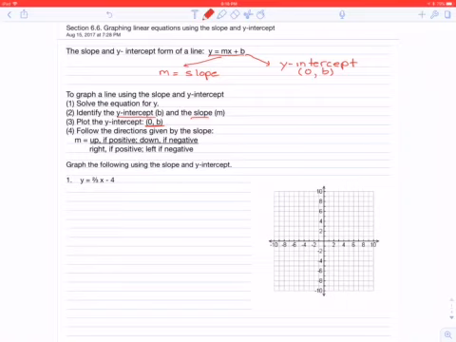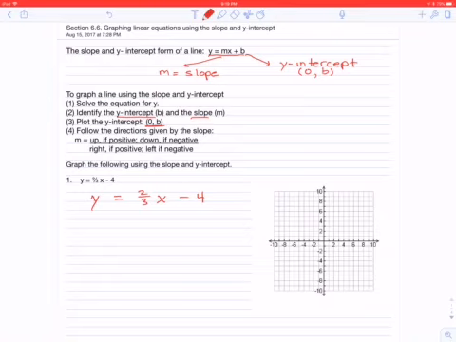Now the slope is generally expressed as a fraction. The numerator of that fraction tells us how many units you're going up if it's positive or down if it's negative. The denominator of that fraction tells you how many units you're going right if it's positive, left if it's negative. So to graph the equation, y equals 2/3 x minus 4.